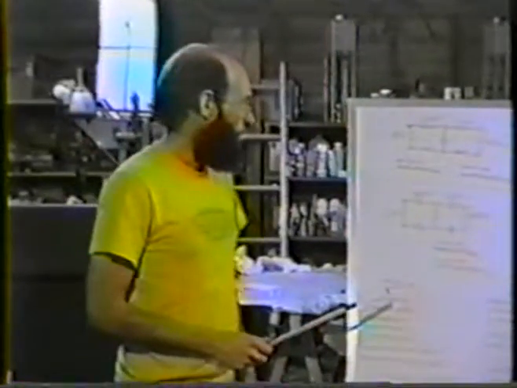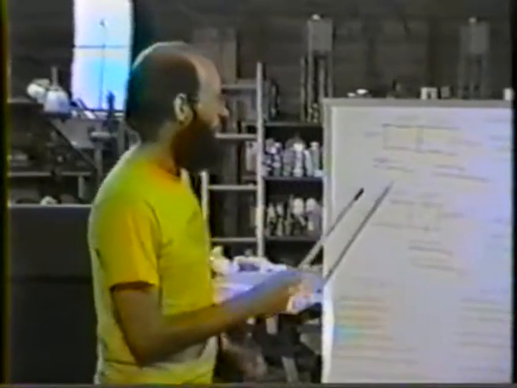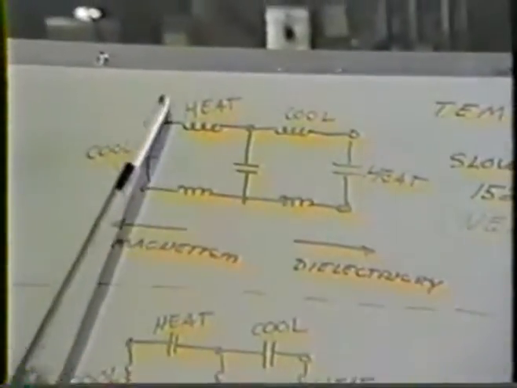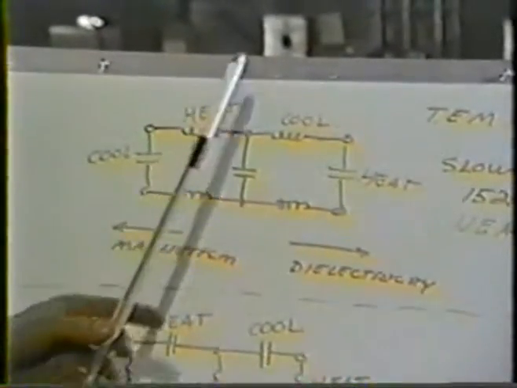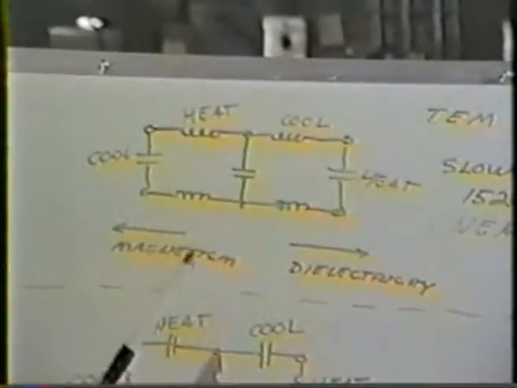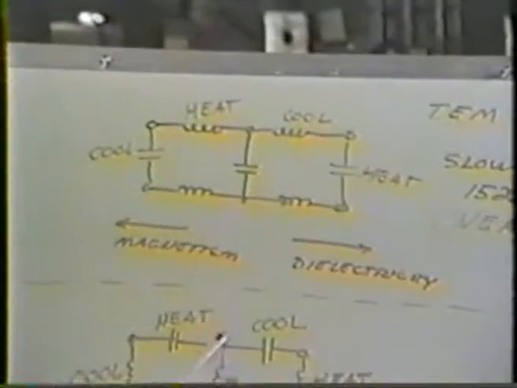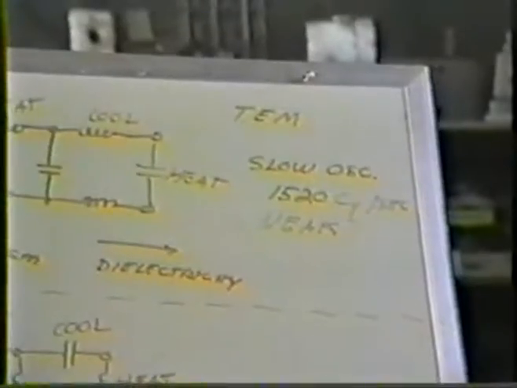So reviewing the results of our experiments, we find that the transverse electromagnetic, or TEM wave, produced these following observable effects. We notice that the capacitors, or dielectric inductors more properly, at the input were cool, and at the output were hot, and the magnetic inductors at the input were hot and at the output were cool. The magnetism piles up at one end and the dielectricity piles up at the other end. We found the oscillations to be rather slow and rather weak.